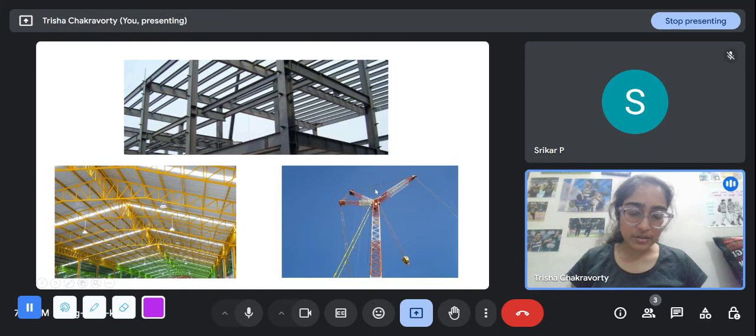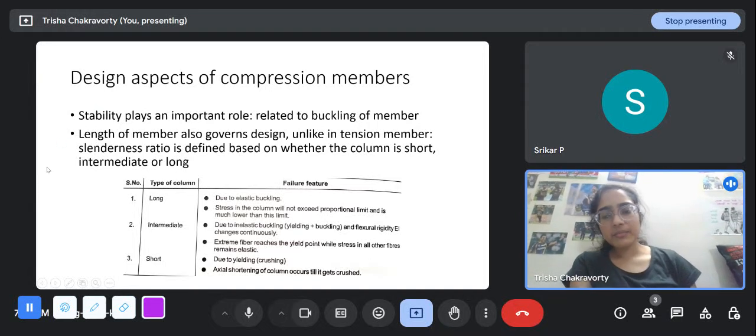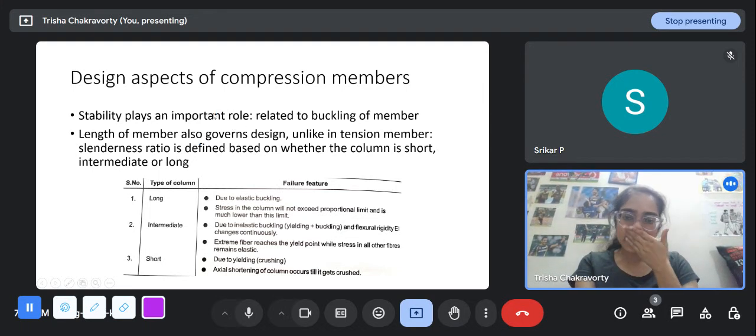These compression members are called booms. They are also steel structures. Design aspects of compression members: stability plays an important role. This is related to buckling of the member. This is neither relevant in concrete structures nor in tension members that we have studied so far.